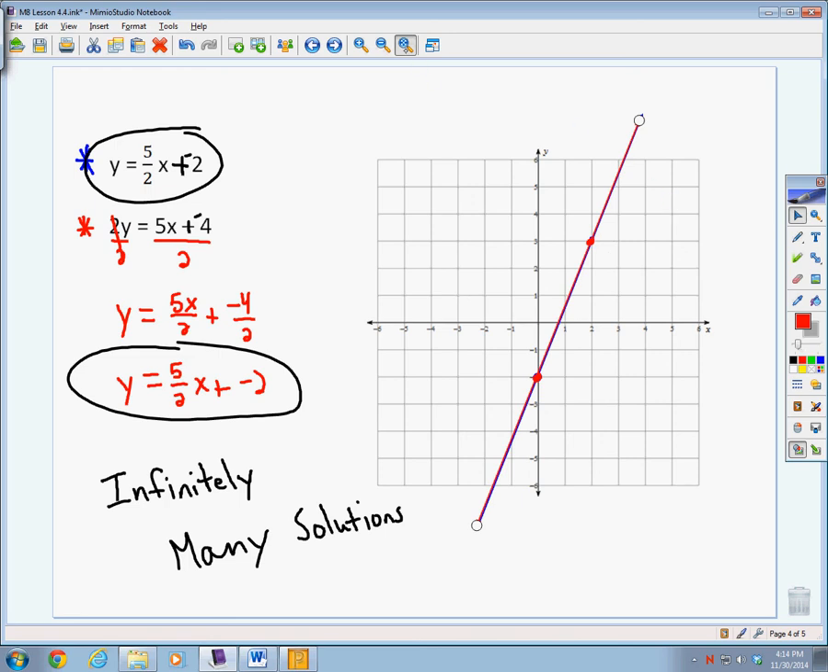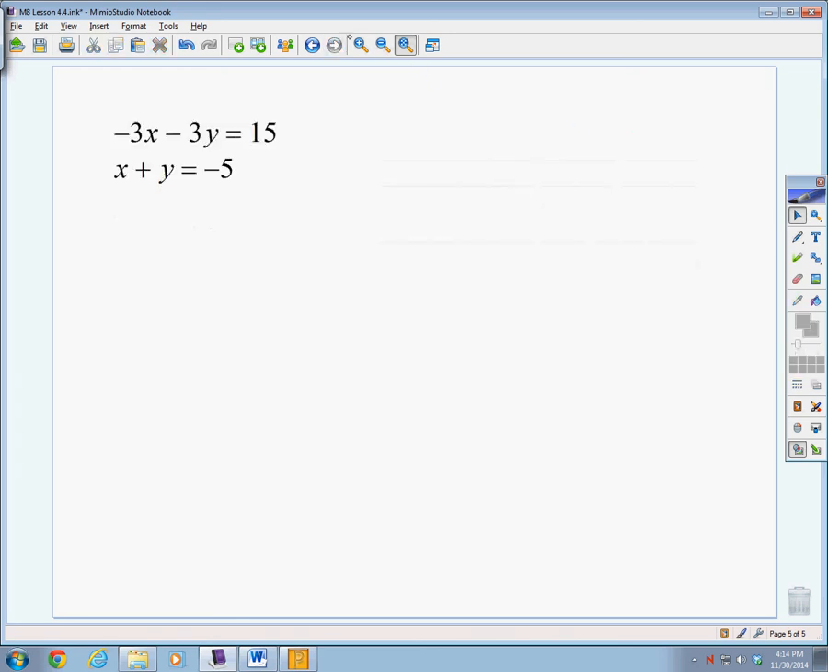Let's look at another example that doesn't involve graphing. We have this system here, negative 3x minus 3y equals 15, and then x plus y equals negative 5. The way this is set up kind of leads me to want to solve this using elimination. I have a negative 3x here, and if I just multiply this x by 3, I would get its opposite. So I'm just going to multiply the second equation by 3.